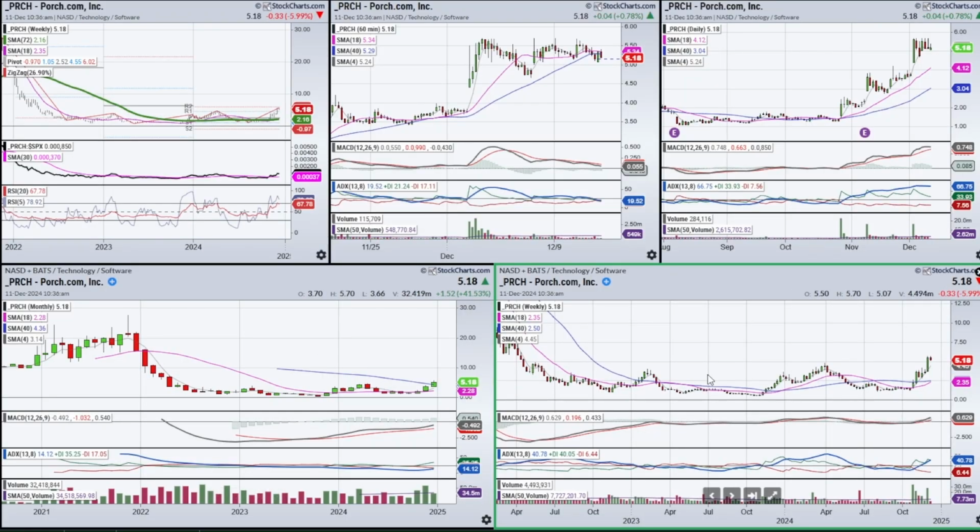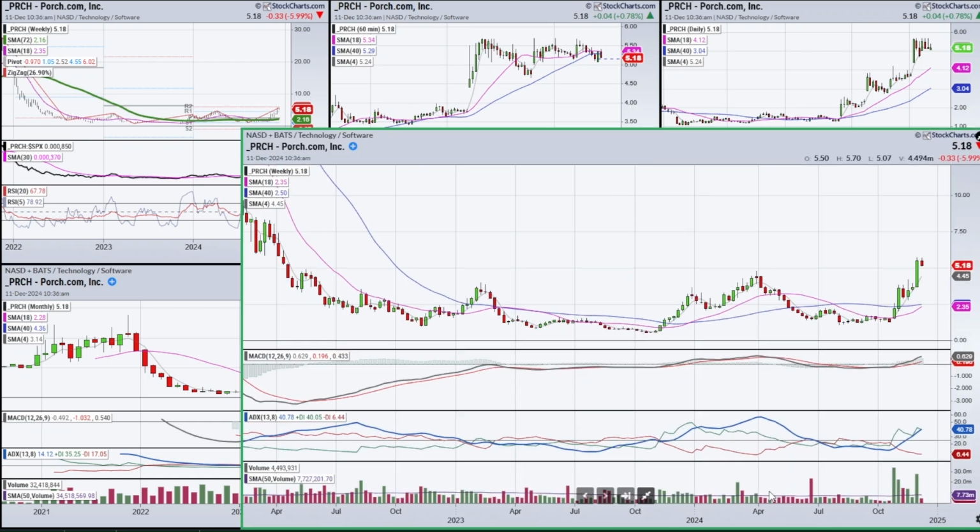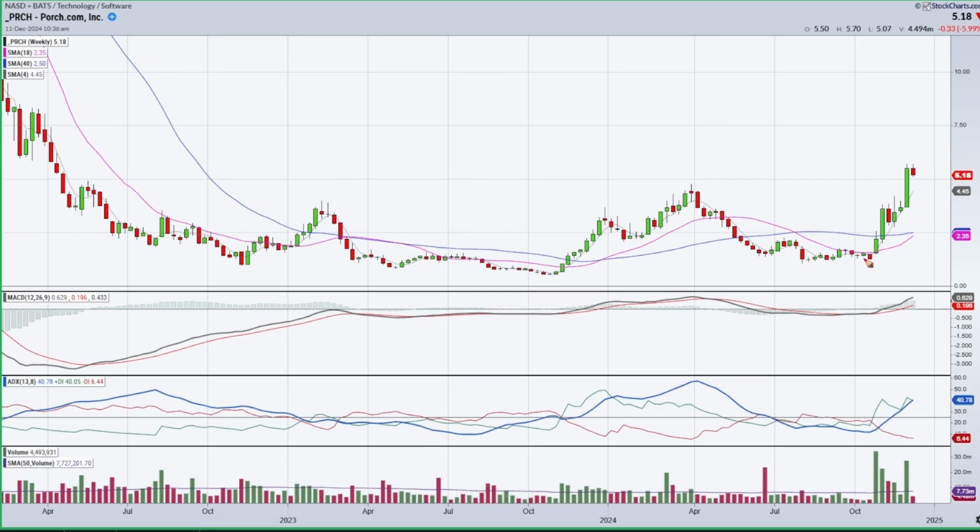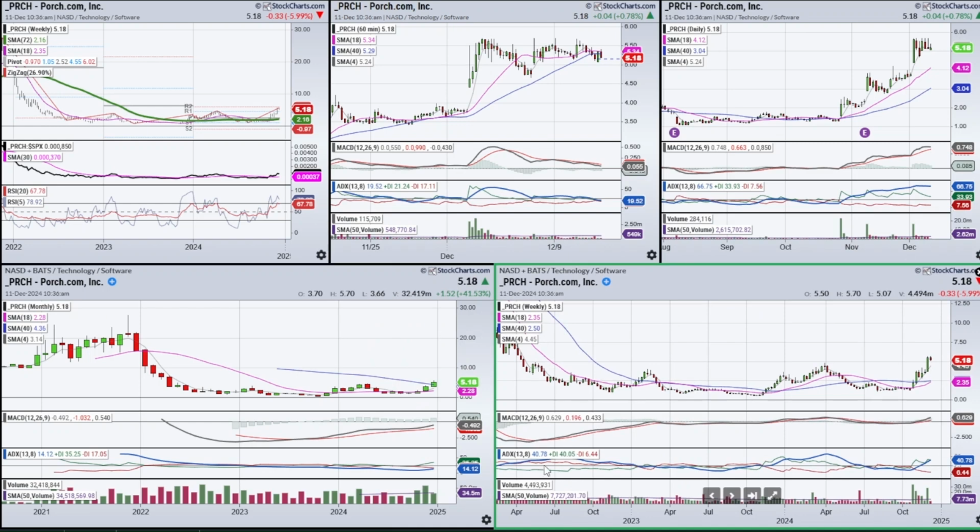All right, so PRCH, this is intriguing. Look at what's going on in the weekly chart. This is what really jumps off the page. Nice move. Look at the volume, look at the ADX, and look at the MACD. We've got everything confirming something's going on here. Now we need an entry. We need a pullback. I do like the fact that this is back above the 18-month and it's crossing back above the 40-month. So all those are good signs, but the problem we have is entry.